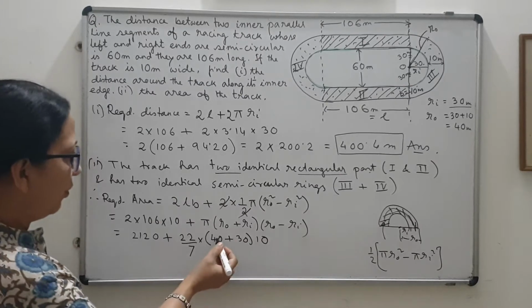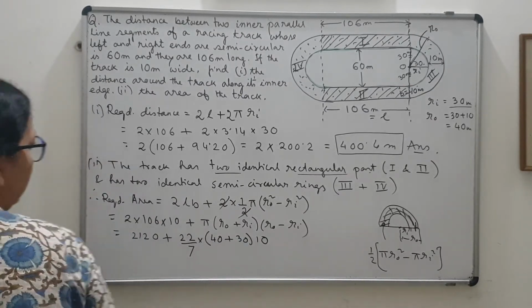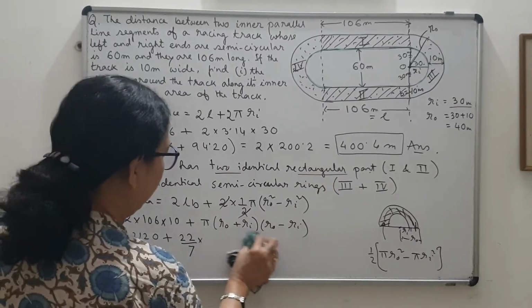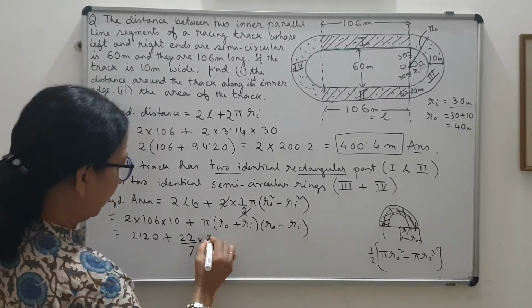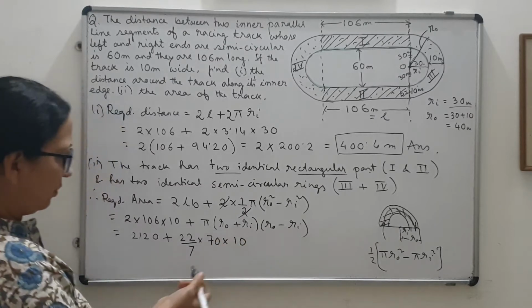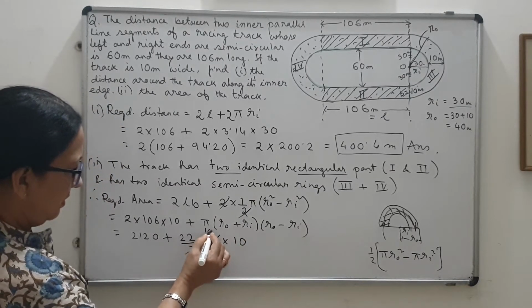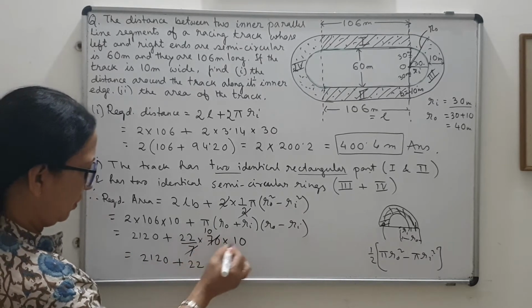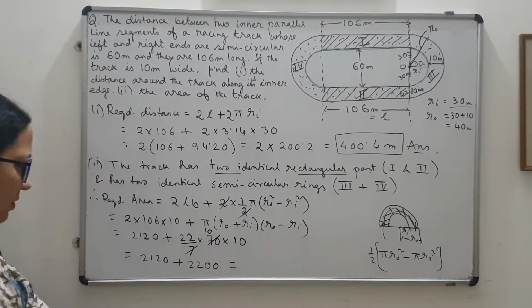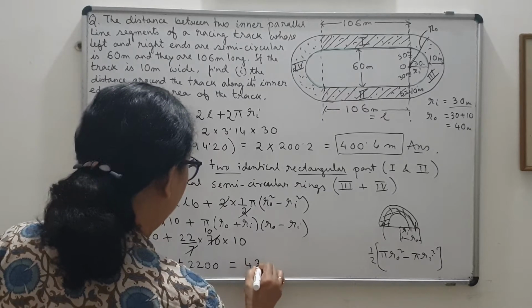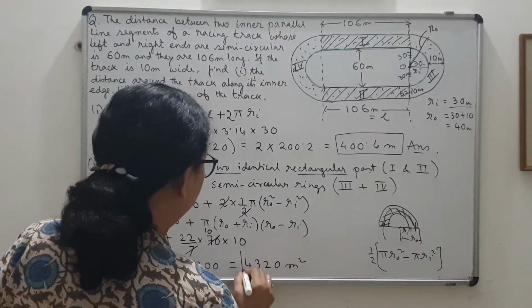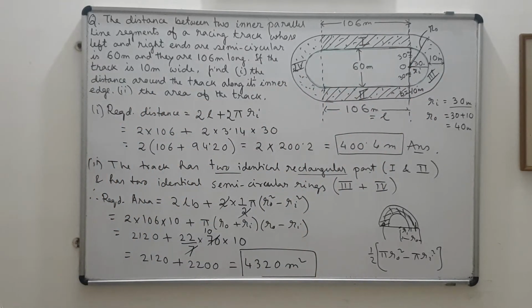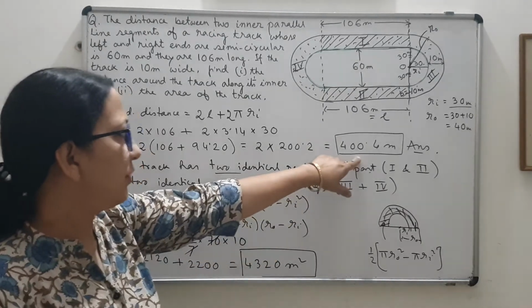So I put in the values. Now 40 plus 30 is 70, and the width is 10. So the calculation is very easy now. 2120 plus 22 into 10 is 220. So how much is it? 4320 meter square. So this is the area of this track. These are the answers of the first part and the second part.